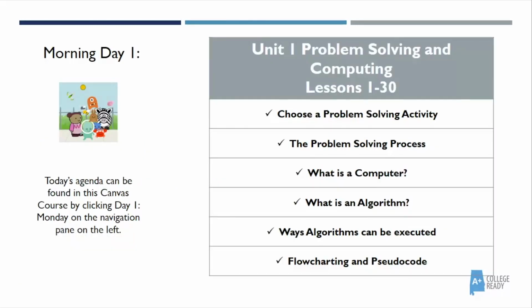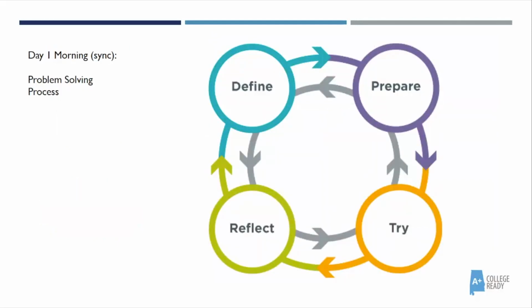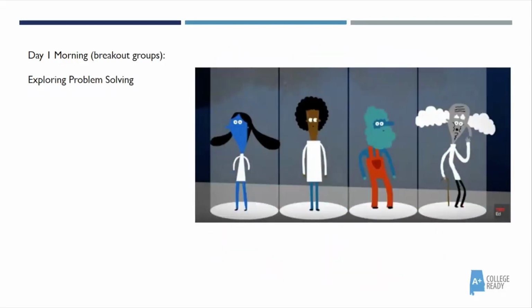So this morning, we're going to take a look at Unit 1, Lessons 1 through 30. Now, your agenda can be found on Canvas by clicking on Day 1 on Monday in the navigation toolbar on the left. In our morning meeting, we're going to take a look at the problem-solving process, how we define a problem, how we prepare to solve it. Let's try some of the things that we talked about and let's reflect on what worked and what did not. And then let's redefine that again. Let's prepare, let's try. And so it just goes into that process. Sometimes we can try, we have to go back, we needed to prepare some other things. So it's a continuous cycle that we're always in when we're doing our problem solving.